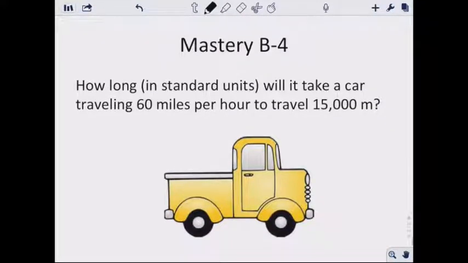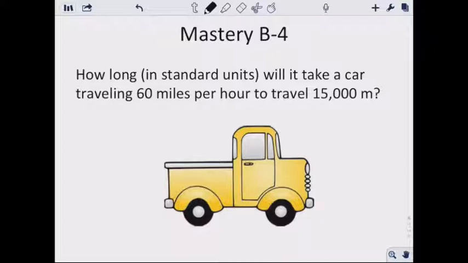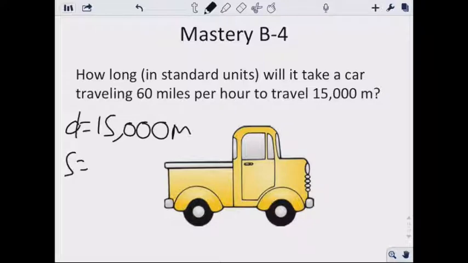And looking at a mastery level question, it says, how long in standard units will it take a car traveling 60 miles per hour to travel 15,000 meters? Now the problem that we have for this are given, we have a distance which is 15,000 meters. We have a speed which is 60 miles per hour. We need that in meters per second. And this is a common conversion. So 60 miles per hour, per 1 hour.